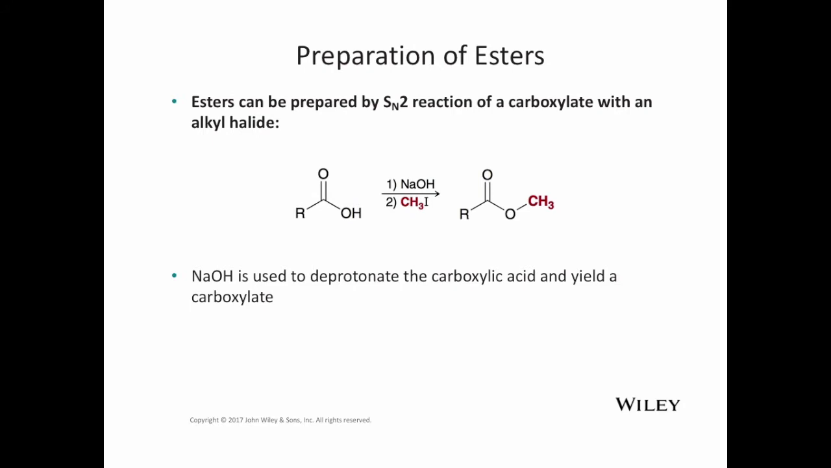Esters can be prepared by SN2 reaction of a carboxylate with an alkyl halide. To do this, you start with a carboxylic acid, you add a strong base like hydroxide, which is going to deprotonate the hydrogen there, and then you do an SN2 reaction with an alkyl halide depending on what group you want to add on to that oxygen.